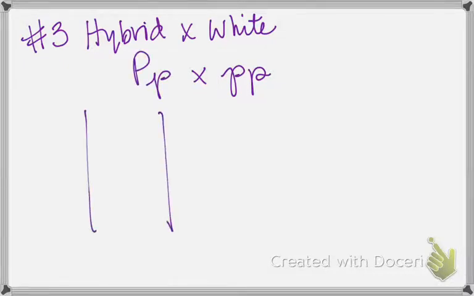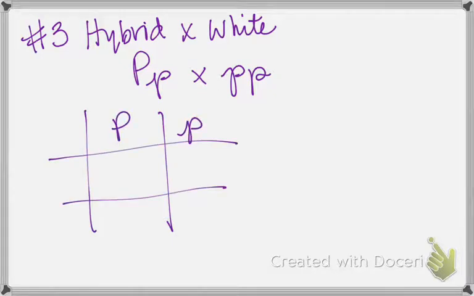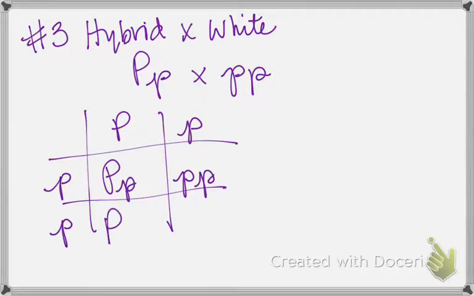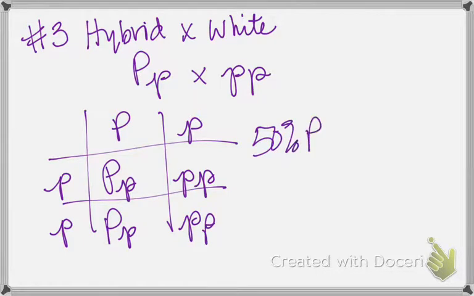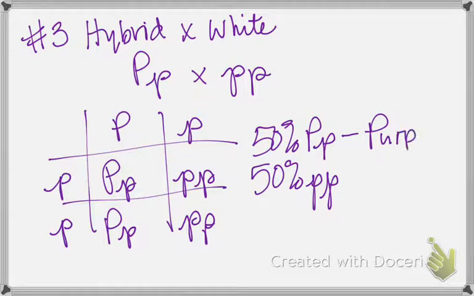So those are your 2 parents. This one gives us 50% hybrid or heterozygous and 50% homozygous recessive. And in otherwise 50% purple and 50% white. If you cross 2 white flowers with each other, what are you going to get? Only white flowers. Because they only have recessive traits to donate to their offspring. Okay?